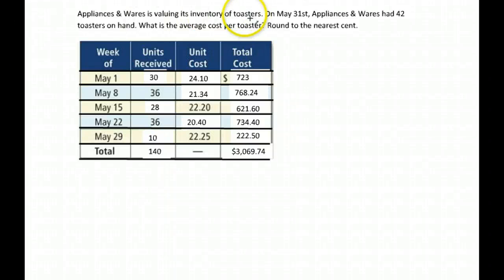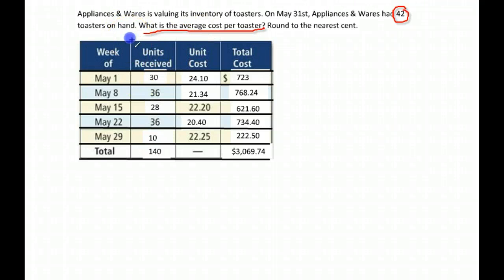Valuing their inventory of toasters. So on May 31st, they had 42 toasters on hand. What's the average cost per toaster? So this one we don't have to do the full problem and find the inventory. We just need to find the average price per toaster.